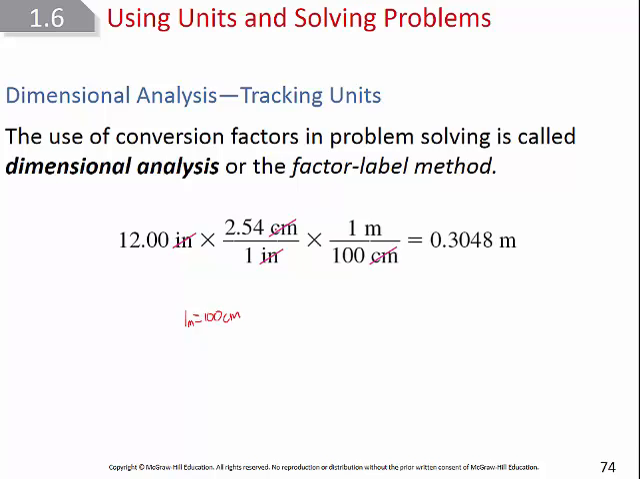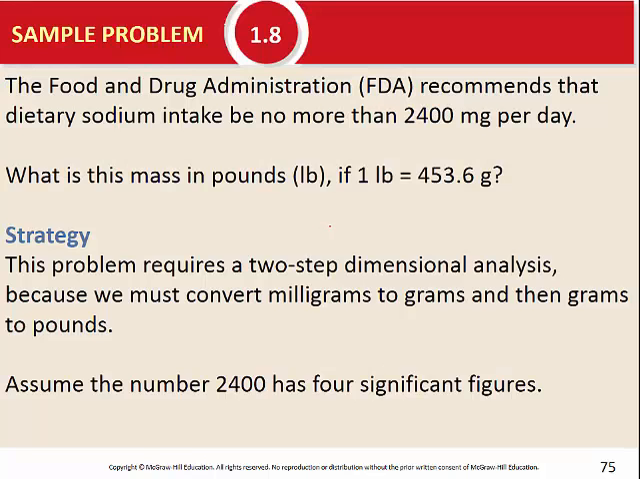So I would, starting with centimeters on the top, I would put it in the bottom. Meters on the top, 100 goes with the centimeters, 1 goes with the meters. Multiply across everything on the top, divide across everything on the bottom. So 12 times 2.54 times 1 divided by 1 and also divided by 100 gives us 0.3048. So dimensional analysis, we could keep on going as many times as we need. This is if we did not have a direct conversion from inches to meters, we would take a 2-step unit conversion. So let's try this out.